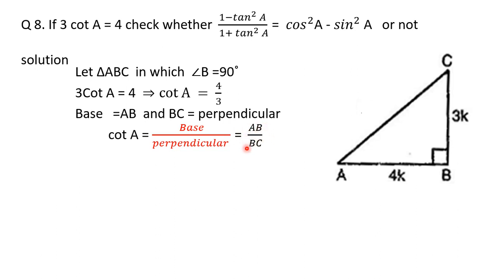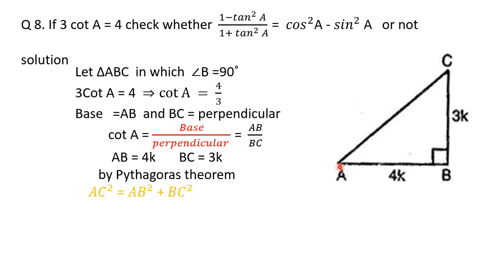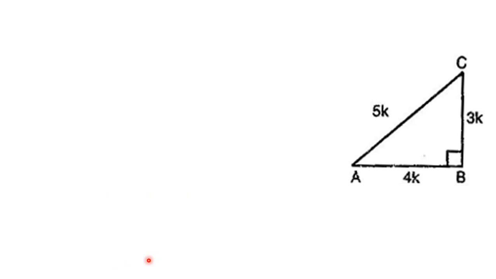Now when the ratio cot A is equal to 4 by 3 is given, we can write AB is 4K and BC is 3K. In the right angle triangle, by the Pythagoras theorem, we can write AC square is equal to AB square plus BC square. Then we put the values, so we get AC square is equal to 16K square plus 9K square, and addition of these two terms is 25K square. Then by taking the square root on both sides, we get AC is equal to 5K. Now we have the values for hypotenuse, perpendicular and base.